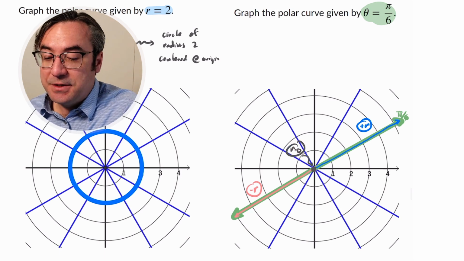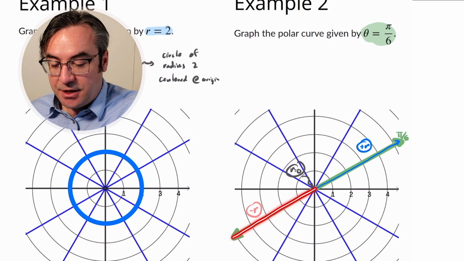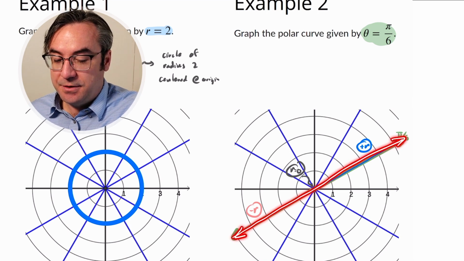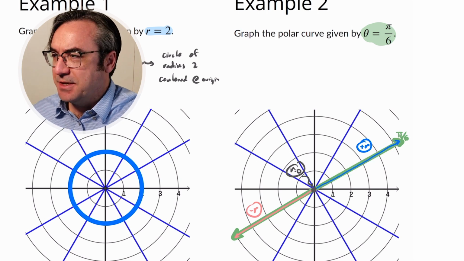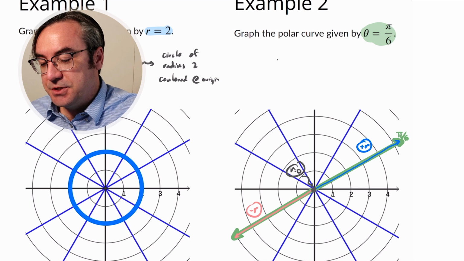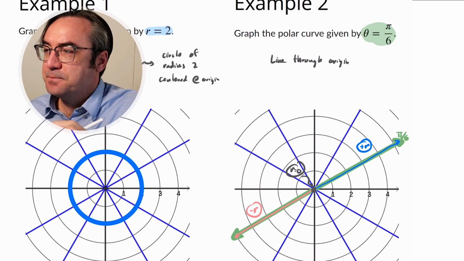So what we're seeing here is when theta is equal to a constant, we're just getting the entire line going through the origin that matches up with that ray on the positive part. So this is just giving us a line through the origin. Okay.